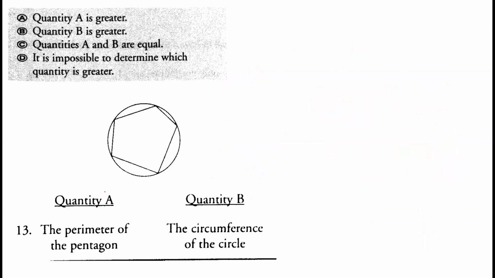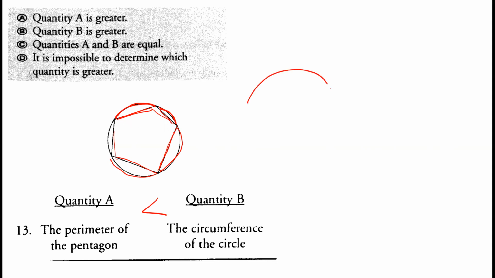Now, quantity A and quantity B, which quantity is greater or equal? So the perimeter of pentagon. So this is your side. So we add all of them up. This will be your perimeter for pentagon. And the circumference for this circle. Now, obviously, it has a curvature. So obviously this curve would be greater than this straight line. This curvature would be greater than this straight line, and so on and so forth. So the circumference of this circle would be greater than the perimeter of this pentagon.